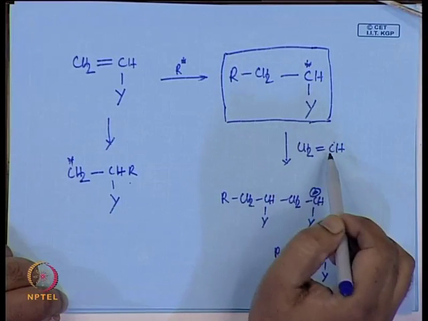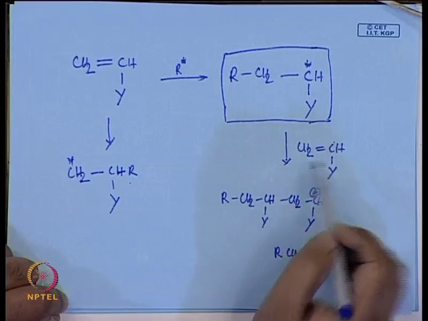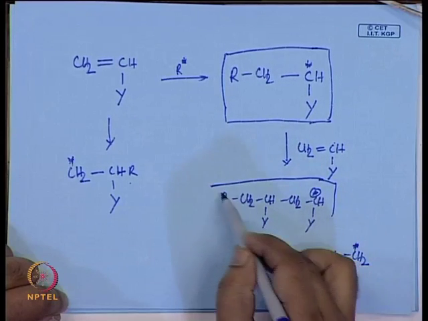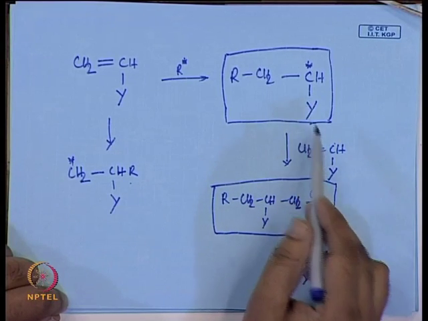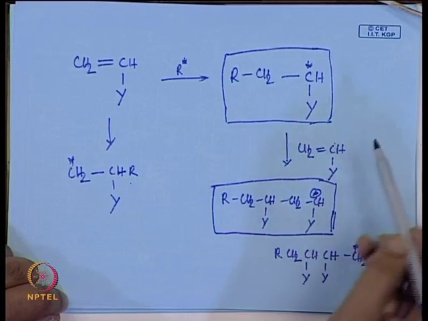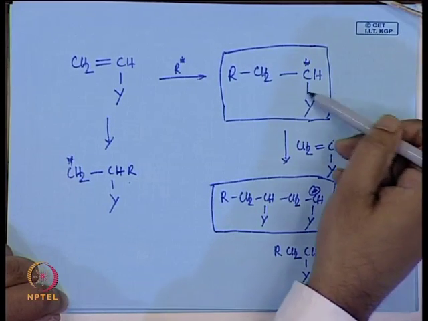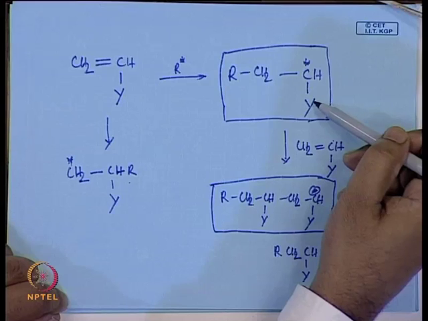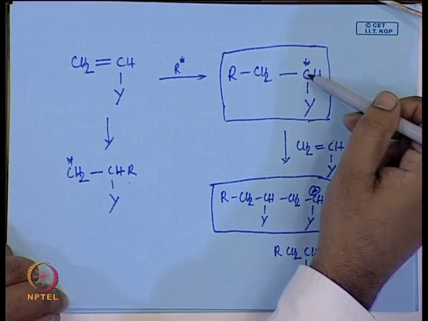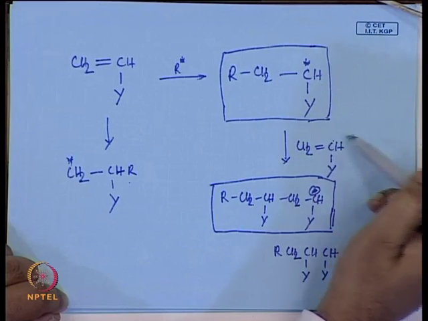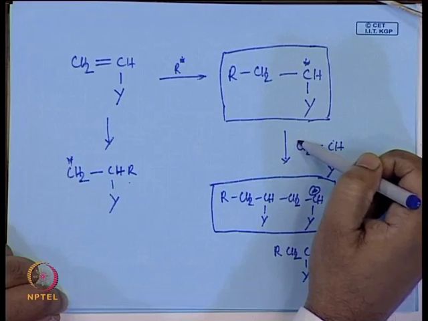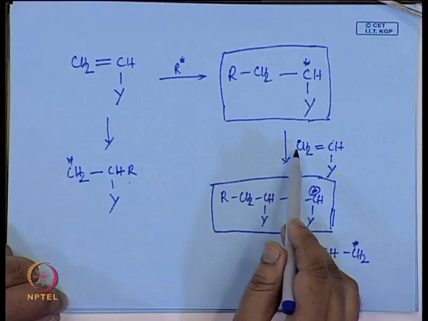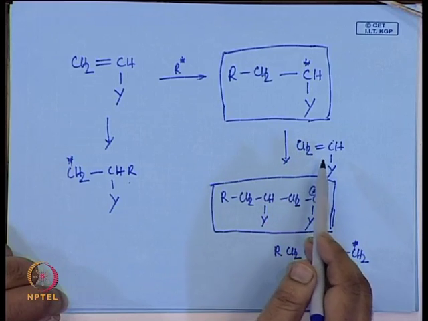Now, for the same reason, this is preferred compared to this, and here there is an additional factor: you have a group, and if the approach is from this side, it will be even sterically hindered. So, approach from this carbon is preferred both electronically and sterically.